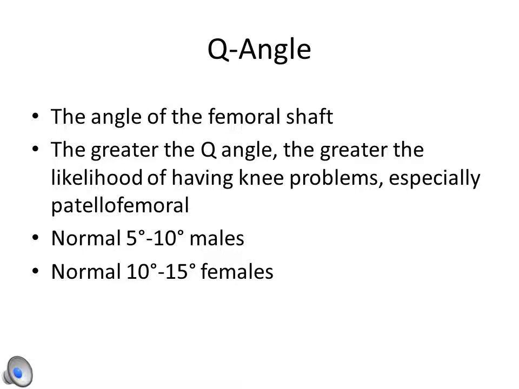The angle of the femoral shaft helps us to determine the Q angle of the knee. This is significant because the greater the Q angle, the greater the likelihood of having knee problems, especially patellofemoral knee problems. For males, a Q angle of 5 to 10 degrees would be considered normal. For females, a Q angle of 10 to 15 degrees is considered normal. The Q angle is greater in women due to the female pelvis being wider than the male pelvis.